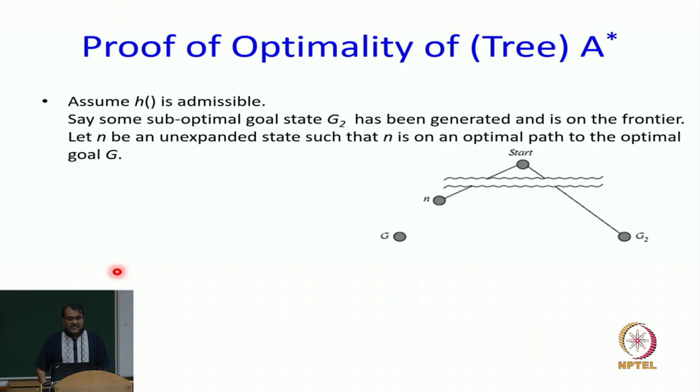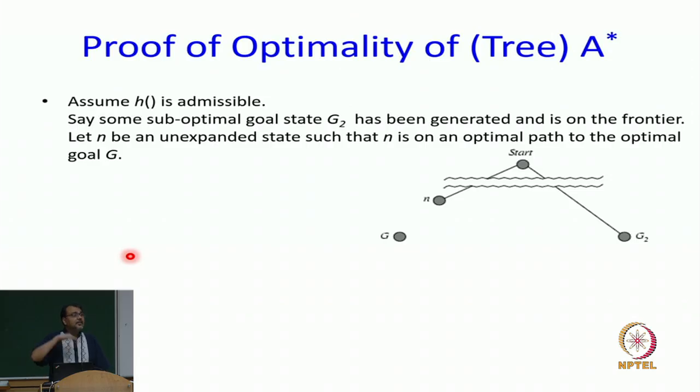So, if the heuristic is admissible, and let us suppose that we are about to remove G2 from the fringe. G2 is one of the goal nodes. So, we believe that the algorithm should now finish and we have found the optimal path. But of course, let us say that it is not really the optimal path.